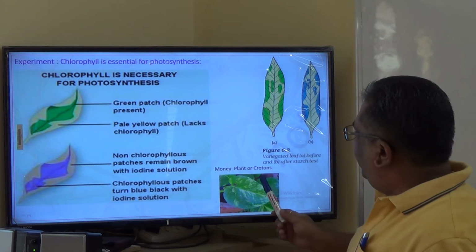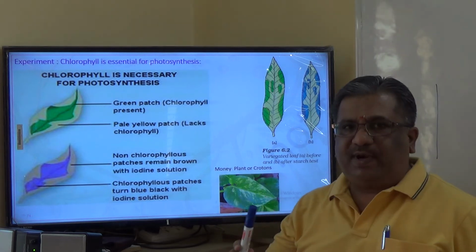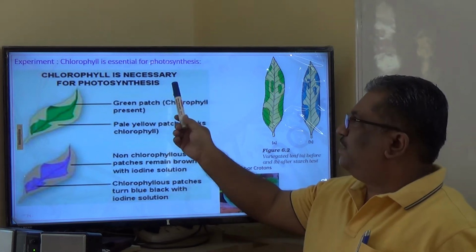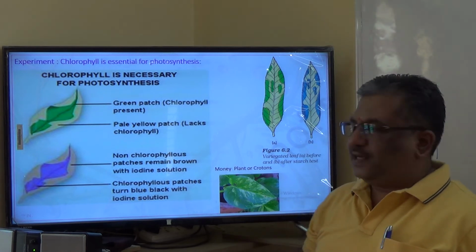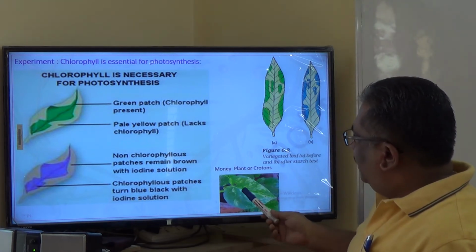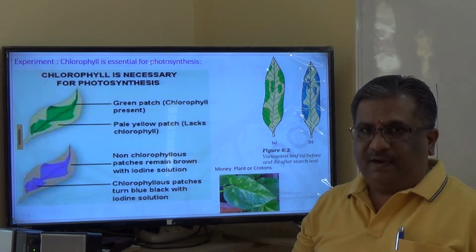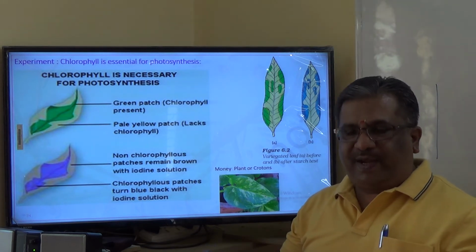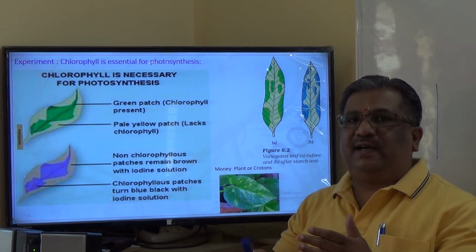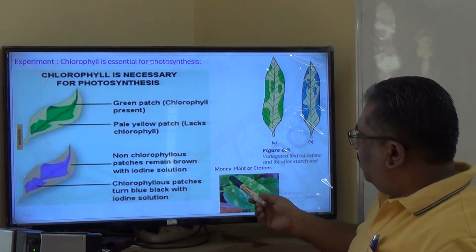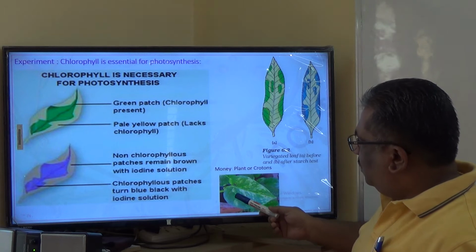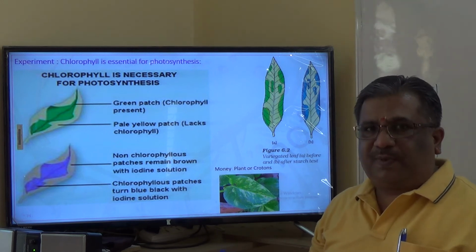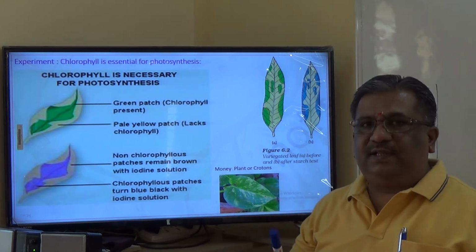See, let us take some variegated leaf. The activity here is: chlorophyll is essential for photosynthesis. You understand? Let us see what this activity is. What is a variegated leaf? A leaf which contains green parts, green colored pigments, and also non-green colored regions, for example crotons and money plant. You can see here the green region as well as the white region. The green region contains the chlorophyll pigment, the chloroplast basically, and the white region does not contain chlorophyll.